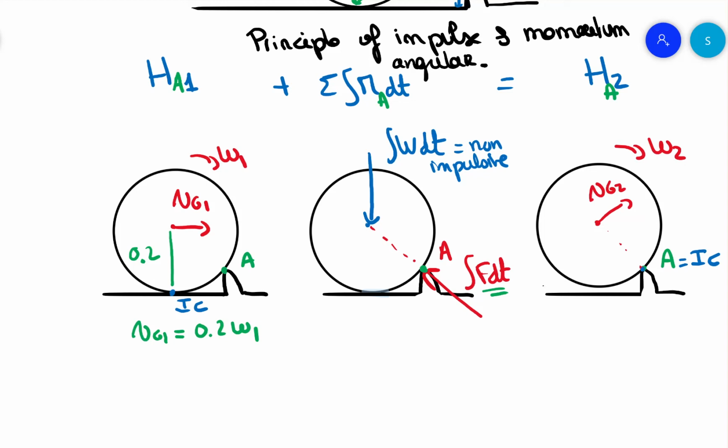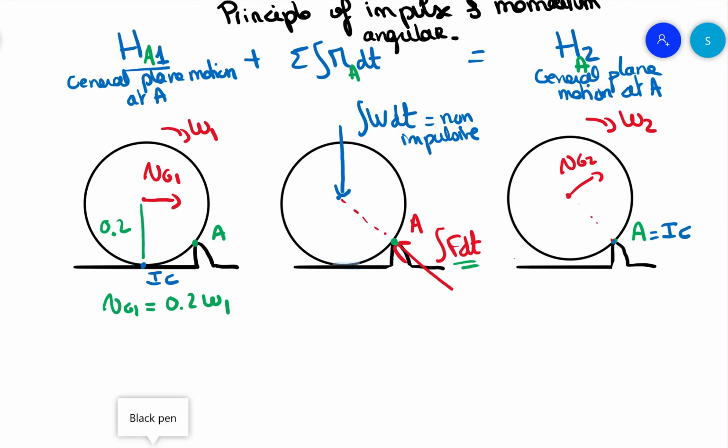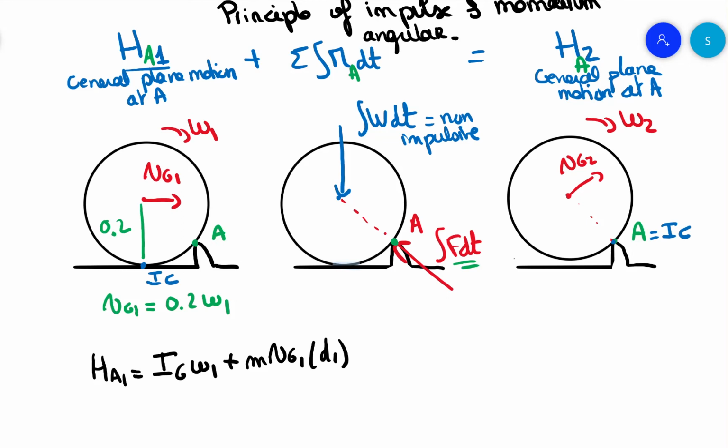So that's what we need. We are in general plane motion. So we need to find the formula for general plane motion at A. So what we have is HA1, which is equal to IG omega 1 plus m VG1 times D1. That is the distance between VG1 and A. So I'm doing this one.